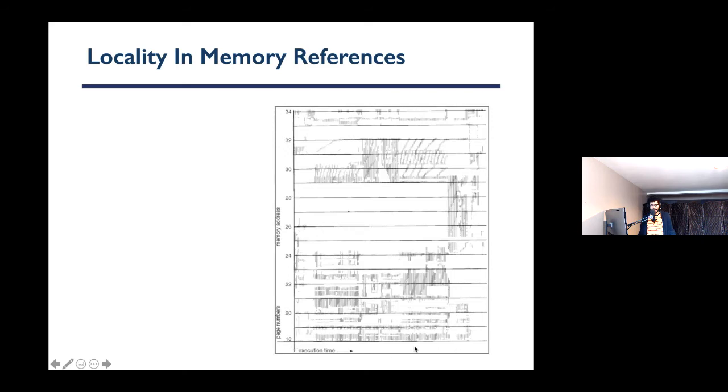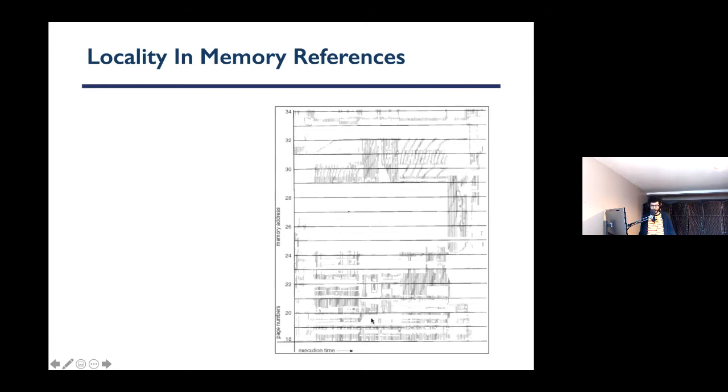So on the x-axis, I have the execution time. So basically, time is going forward. And on the y-axis, I have memory addresses. So these are page numbers. So at any given time, there is a dot here if the application uses, at that particular time, those pages. So you get a dot when my application uses a page with this number.